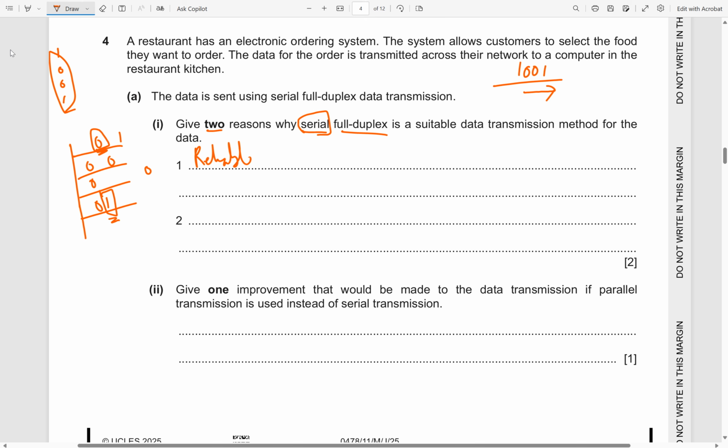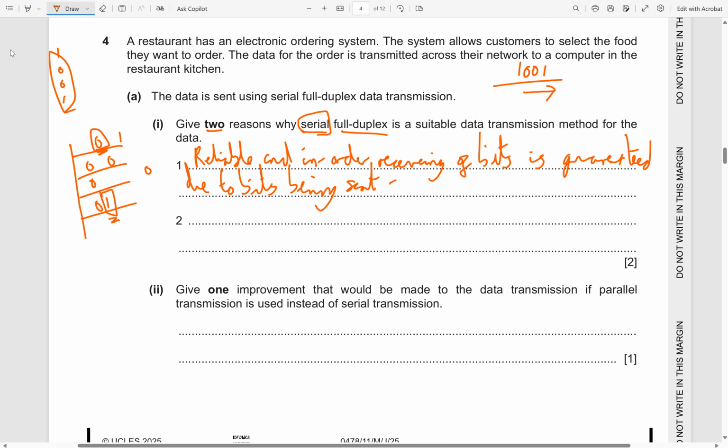Let's say reliable, and in order. Receiving of bits is guaranteed, or extremely likely, due to bits being sent sequentially along a single wire.